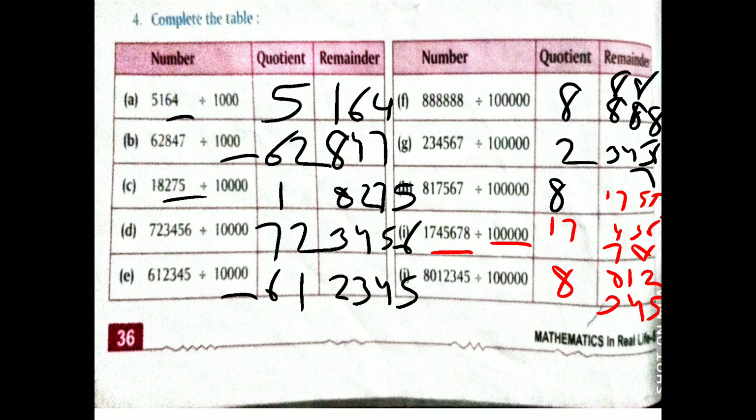So I hope you understand how to do activity 4 and 3. It totally depends on the dividend rule, how to divide the numbers. So there is a check rule also. Dividend is equal to divisor into quotient plus remainder. That one we have used in questions 2 and 3. So I hope you understand.